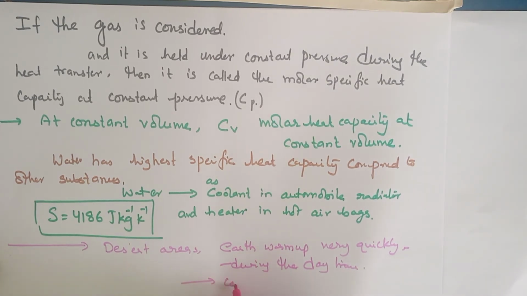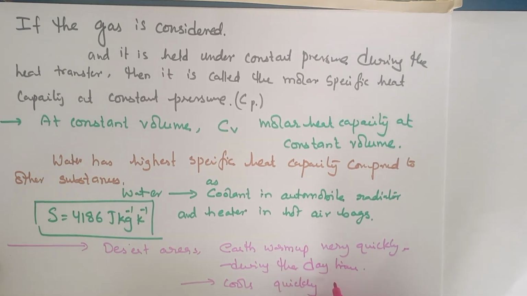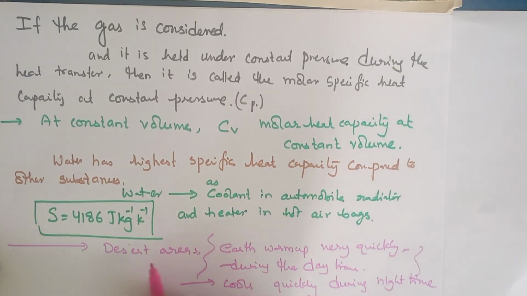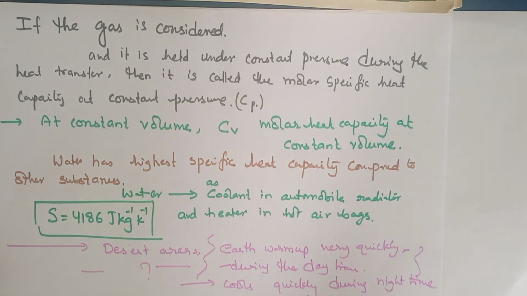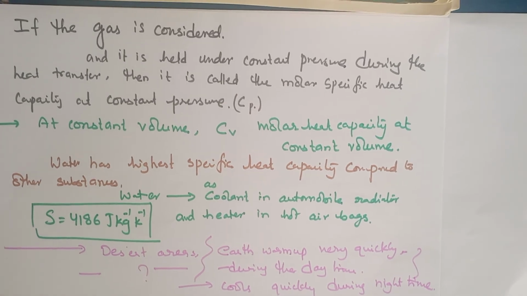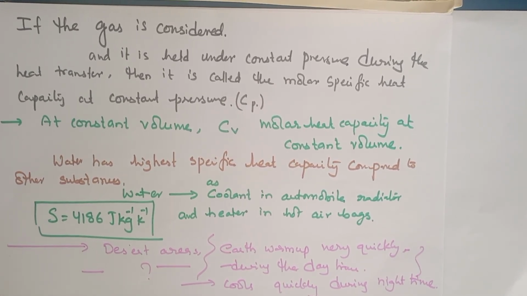And cools very quickly during night time. What is the reason? Think of it. During night time, what is the reason? In the desert areas, the sand surface in the daytime can be heated more, and at night time the sand surface becomes very cool. Do you think there is any relation of specific heat capacity with this? Definitely, obviously it plays a role, right?